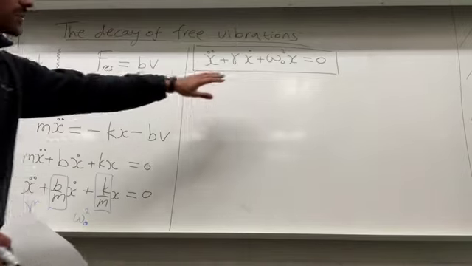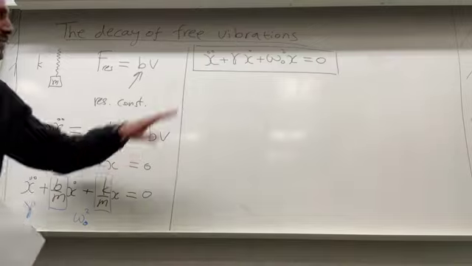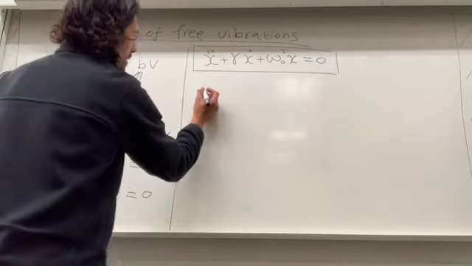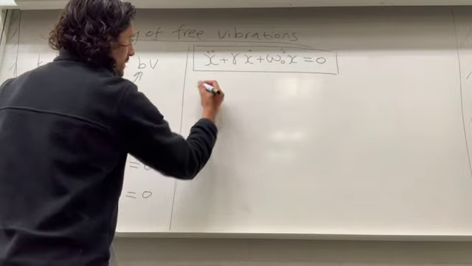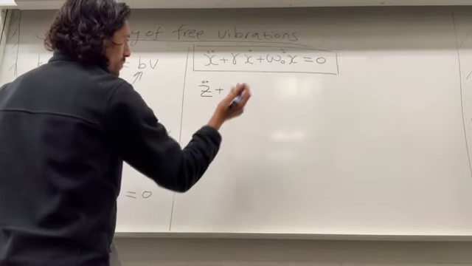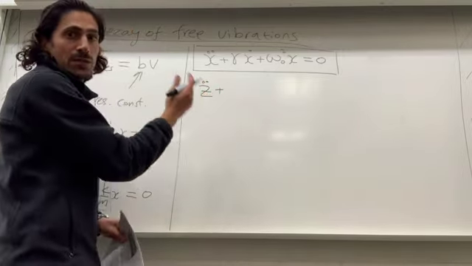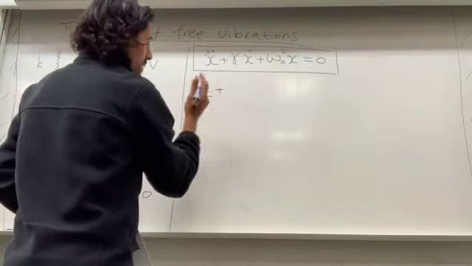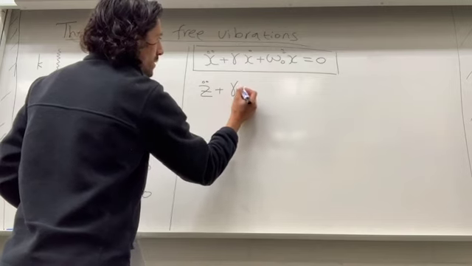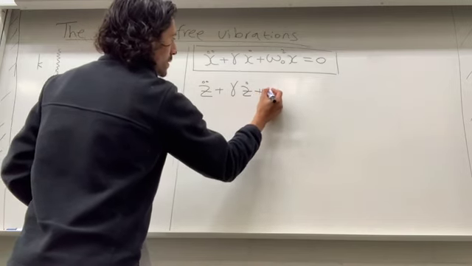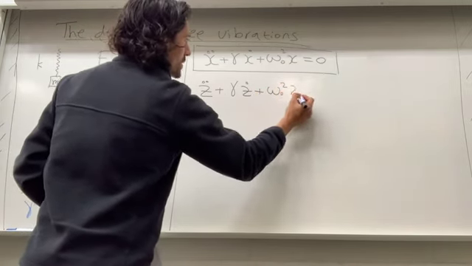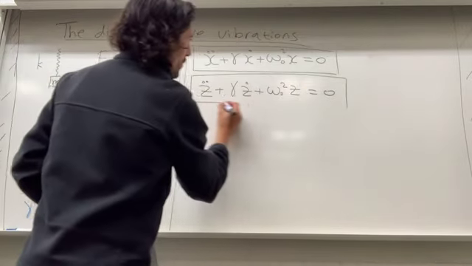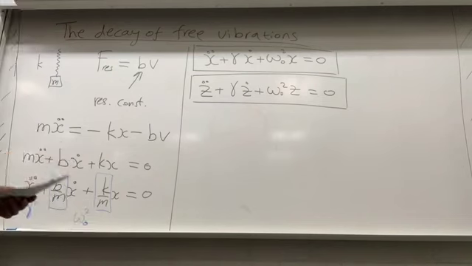Now I'm going to jump into the complex domain. So instead of using x, I'm going to use z. I'm going to replace everything with z. It's just more convenient for me to remember that whenever I'm using z, that's the complex domain, and when I use x, that's the real domain. So I'm going to use z double dot plus gamma z dot plus omega 0 squared z equals 0. This is the differential equation that we want to solve.